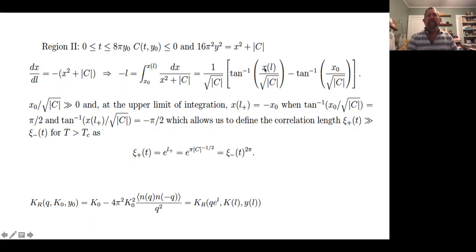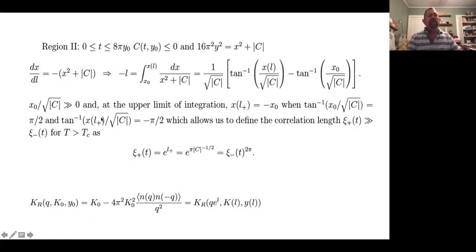of integration, L. We've got to decide on what is the value of x when the value of L is large. And so we can take the upper limit of integration at L equals, say, L plus, where x of L plus is just minus x naught. And where x naught, remember, is the initial value of x.